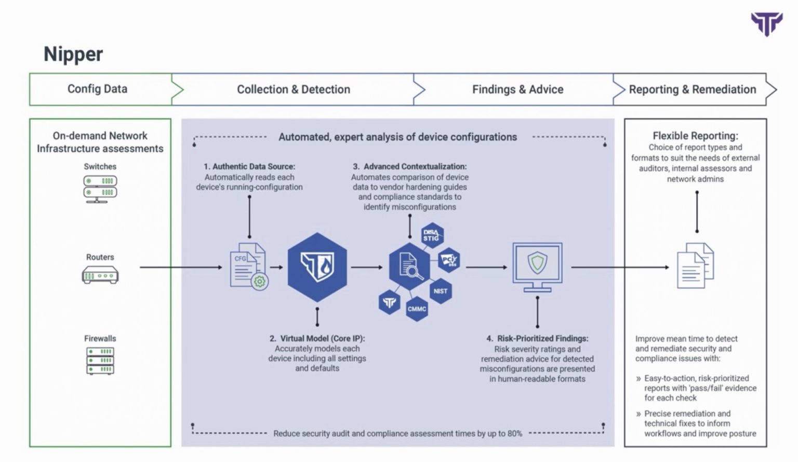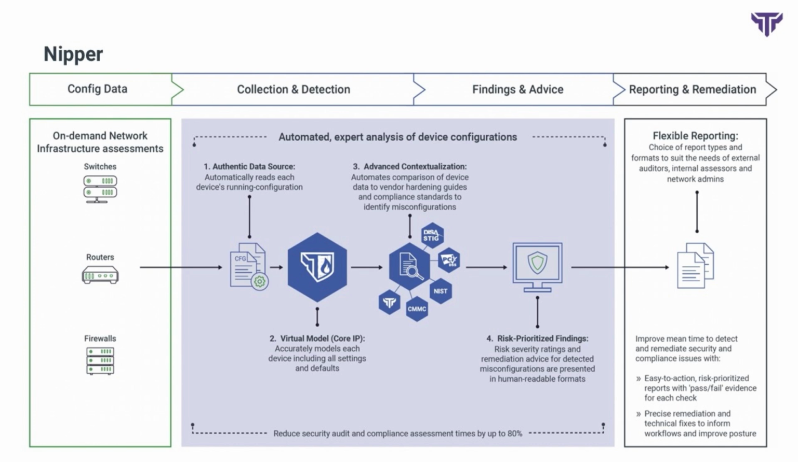Basically, Nipper analyzes configurations with the precision of a pen tester, providing advanced network contextualization that suppresses irrelevant findings to reduce security audit and compliance assessment times by up to 80% when compared to other automated approaches. Nipper delivers the detailed level of network risk analysis required to assess zero trust readiness, ensure networks are effectively segmented, and automate checks that evidence compliance with a range of military, federal, and industry regulations.